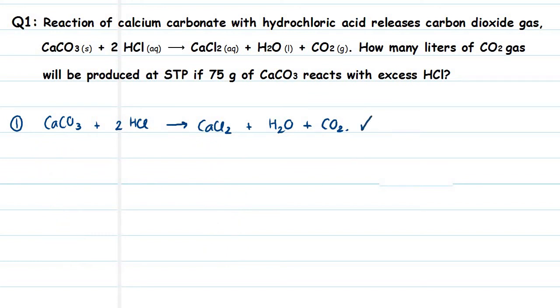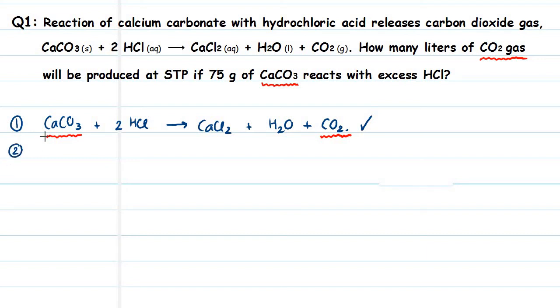The second step is to identify the involved species and link them using moles. So the involved species are carbon dioxide gas and calcium carbonate. Alright, so let's try that. So calcium carbonate here and carbon dioxide here. So now we have to relate them by moles.